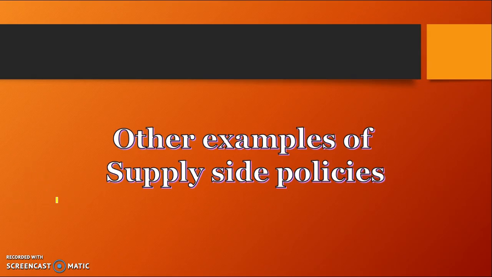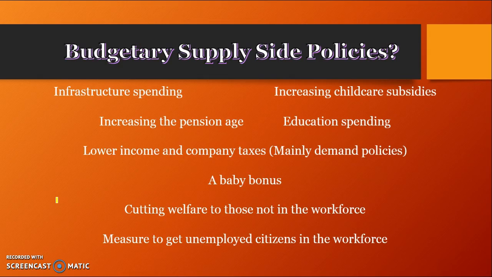Okay, so in this video we're going to look at some other types of supply-side policies. What we've got is two different types of supply-side policies. These are supply-side policies that are directly related to the budget, so about increasing government expenditure or reducing revenue, or the other way around, but they relate to revenue and expenditure. There are also some examples of supply-side policies that are not directly related to the budget.